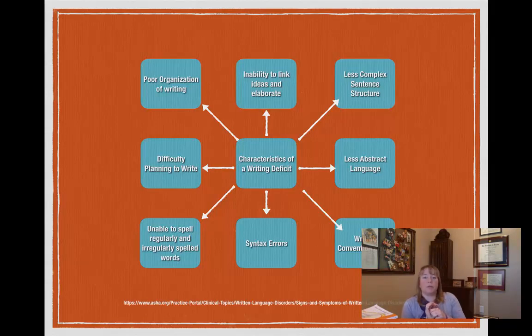Let's see. Inability to link ideas and elaborate. So this again is going to go back to practice, but it's also going to go back to really scaffolding the writing process for students and really helping them connect those ideas. And a lot of times we can do this with graphic organizers that really allow students to connect those ideas visually, and then teaching them how to use that graphic organizer to then change it into written work, what that looks like, what that final product looks like. So these are just some characteristics of a writing deficit. You've probably seen most of these in one form or another working with students K to 12.